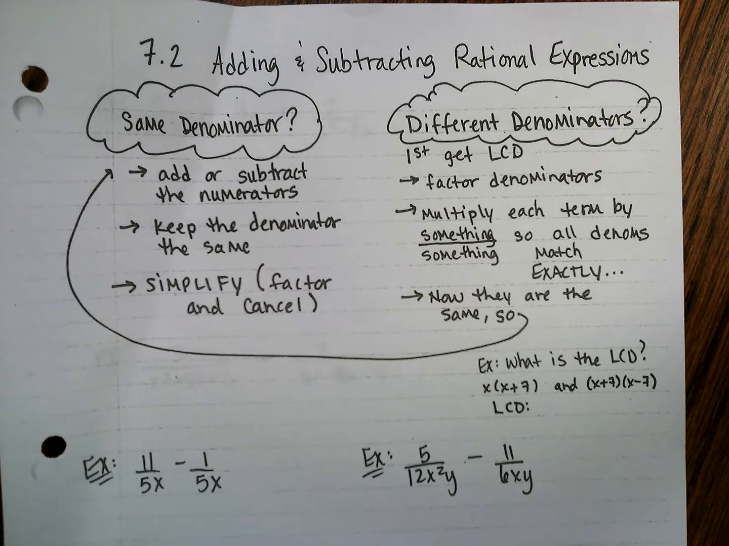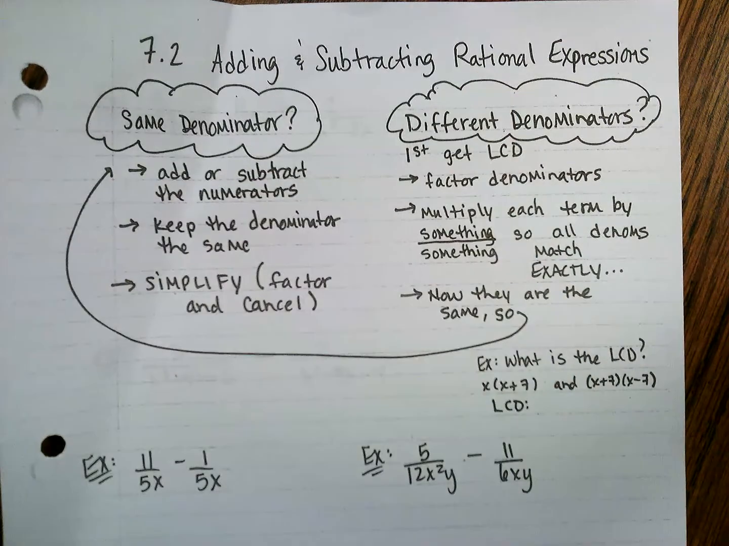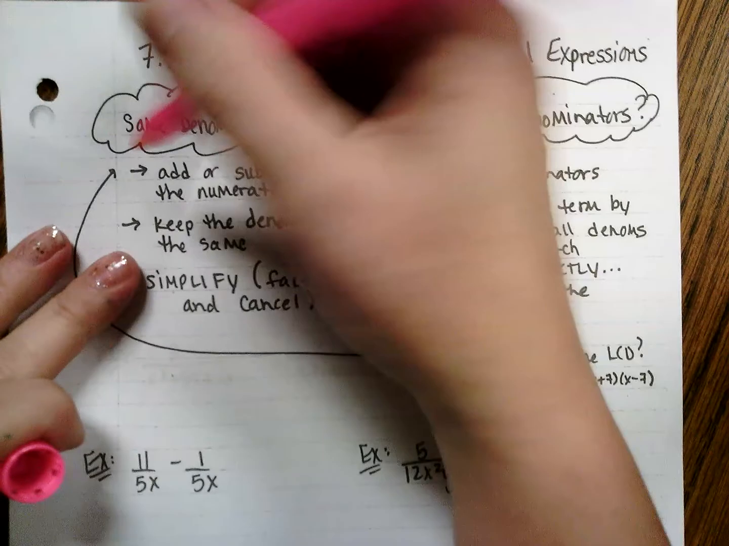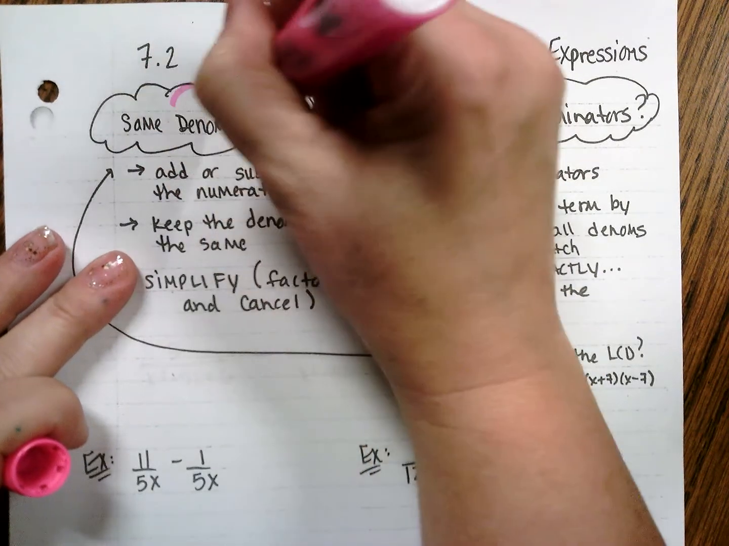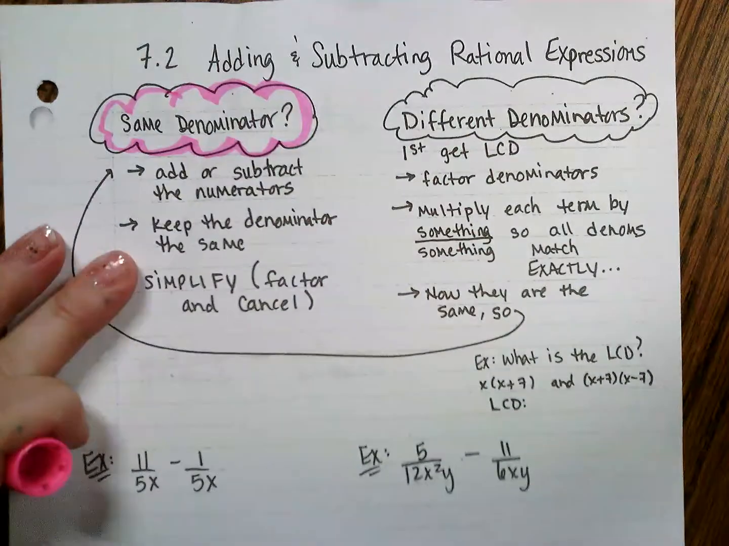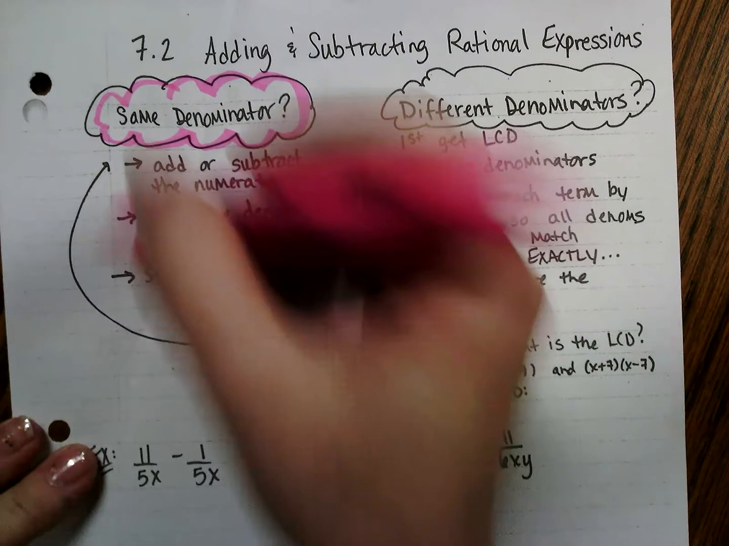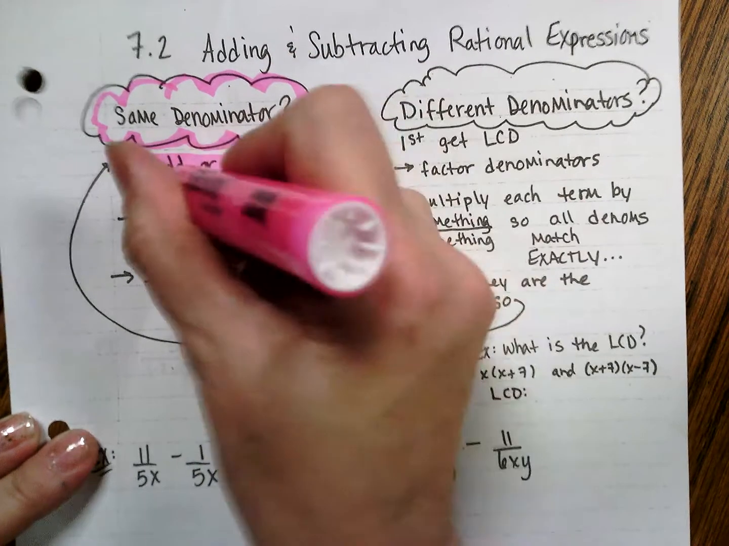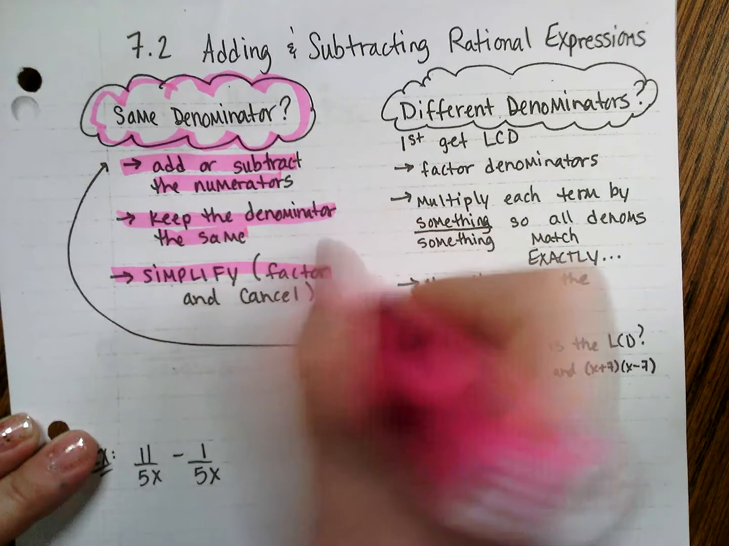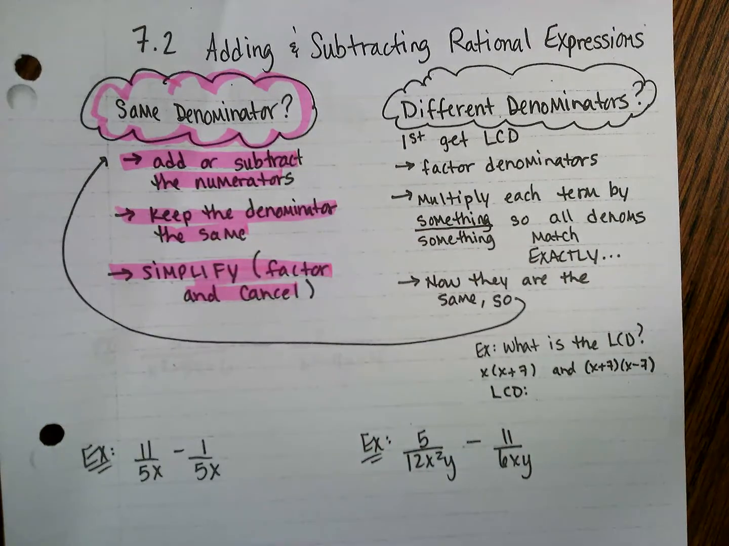Okay, Algebra 3, we are going to be doing some notes about adding and subtracting rational expressions. Remember that rational expressions mean fractions. So we've got to be thinking in terms of how we add and subtract fractions. One thing we have to pay attention to is whether we have common denominators or our denominators are different. If we have the same denominator, all we're going to do is add or subtract the numerators, keep the denominator the same, and then simplify by factoring and canceling.